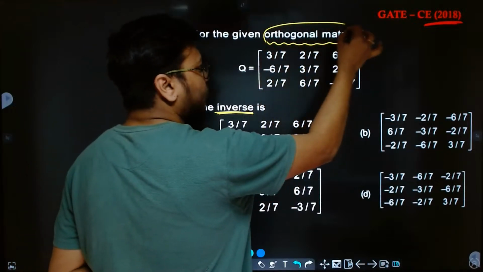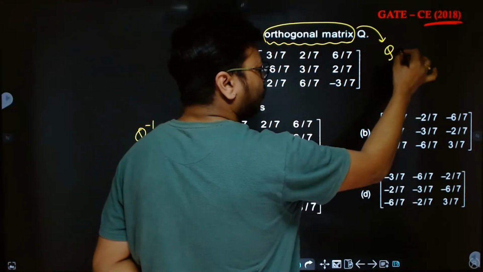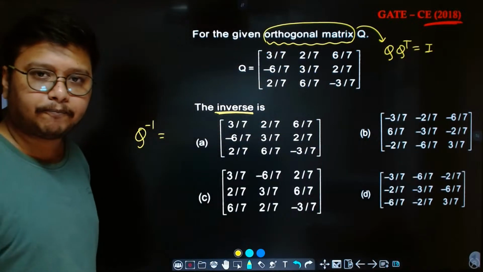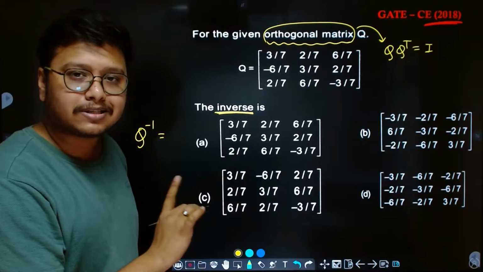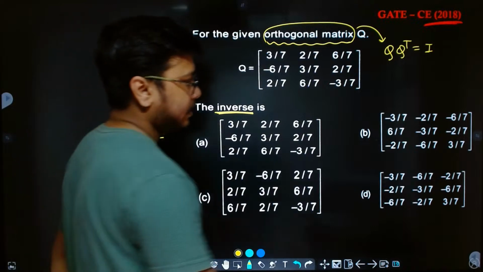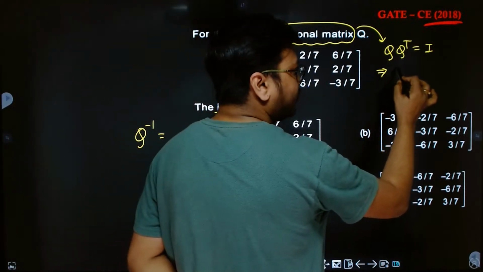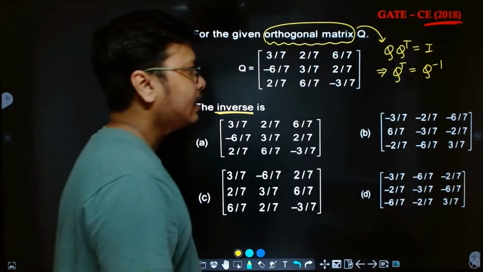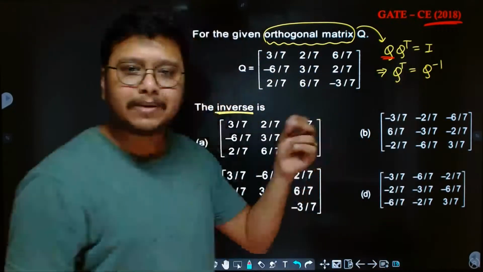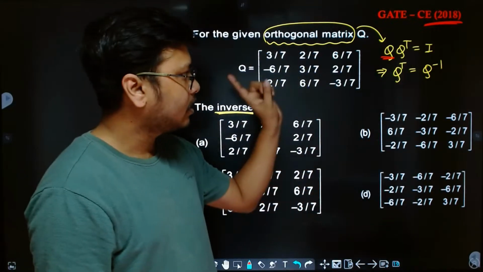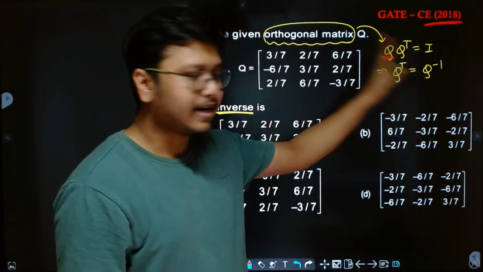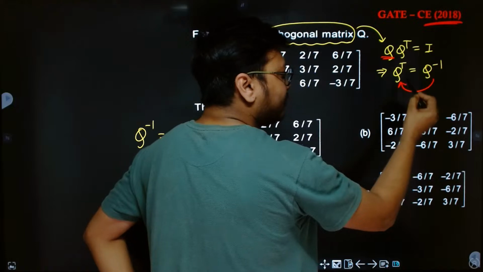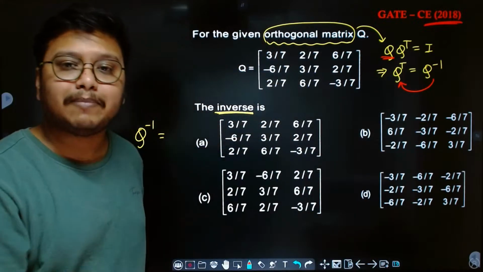Orthogonal means what? Orthogonal property was Q into Q transpose equals to identity. This was orthogonal. If I multiply both sides with a Q inverse, so I am left with Q transpose equals to Q inverse, right? Because this Q is becoming identity if I multiply Q inverse. So multiplying Q inverse both sides, I'm getting this. So I can see Q inverse is same as the transpose of the matrix if the matrix is orthogonal.